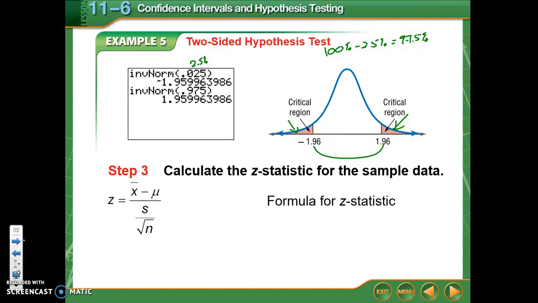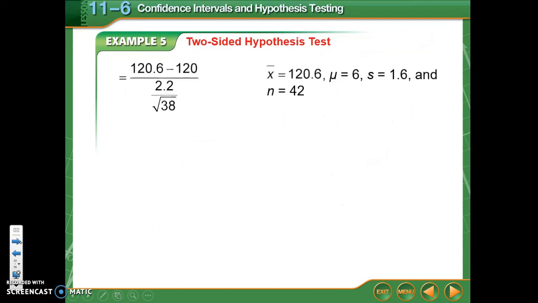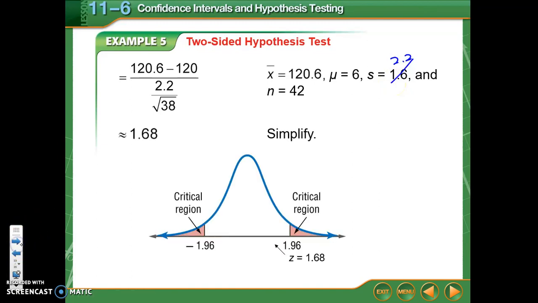So now we're going to calculate the z statistic. There's my formula again. So I take 120.6, that was my sample mean, minus the mean that I think is going to happen, divided by 2.2 over the square root of 38. Calculate that and I get 1.68. So notice what happens. 1.68 is not in my critical region. It falls in the non-critical region there in the middle.